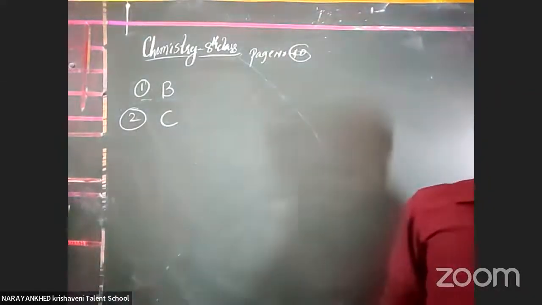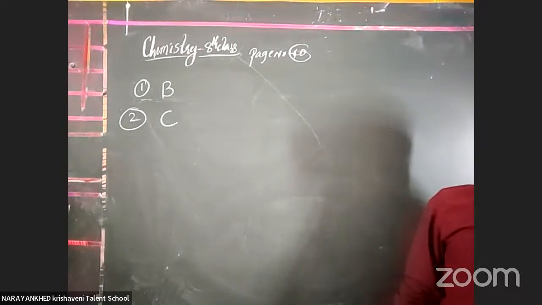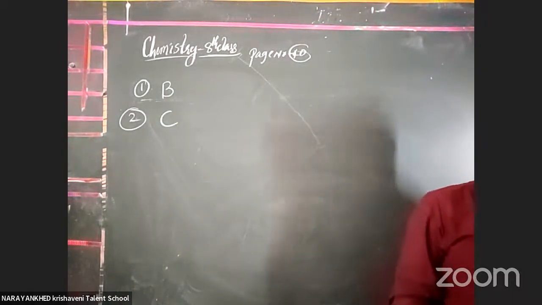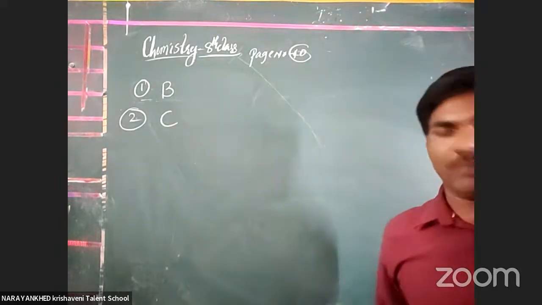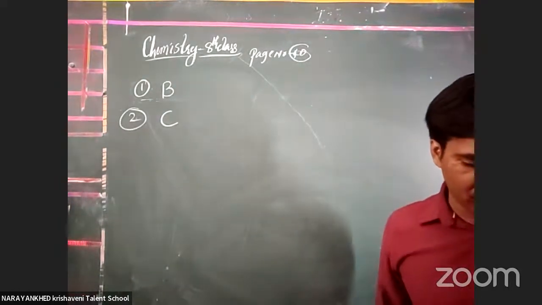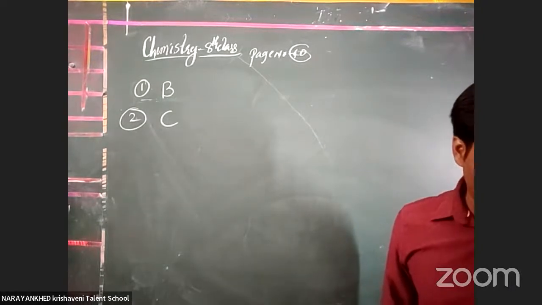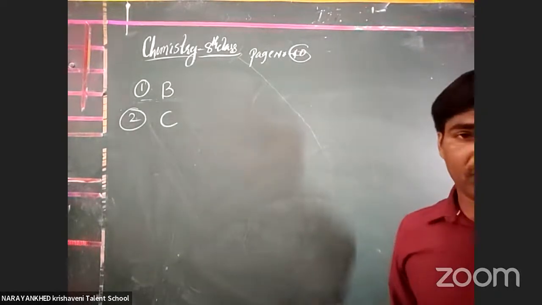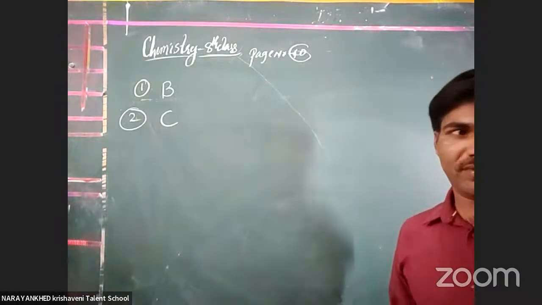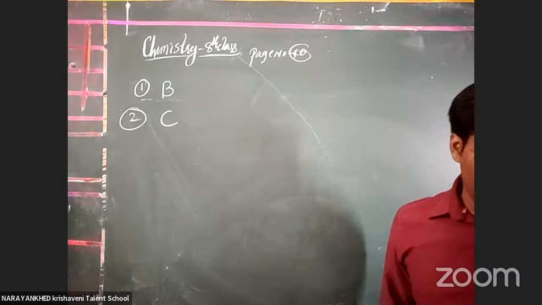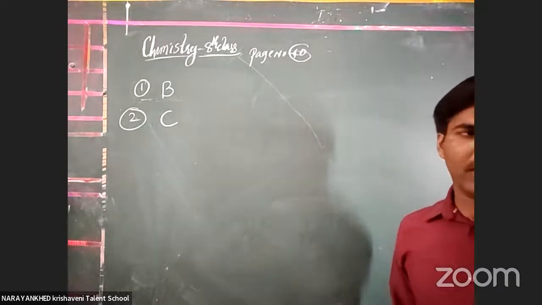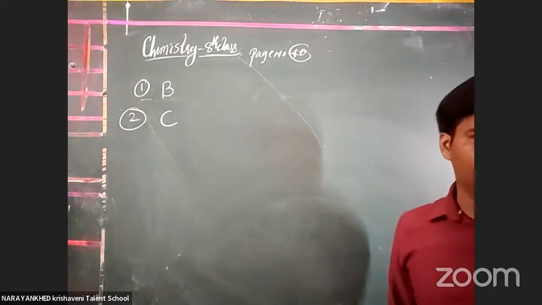Next one: lanthanum belongs to which block? Lanthanides and actinides. We already discussed it. Lanthanum belongs to a block at the bottom. The atomic number is 70? How much is it? 58. Yes, that is where it starts. After cerium it will start.